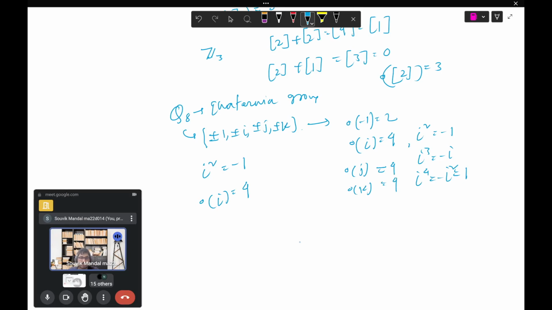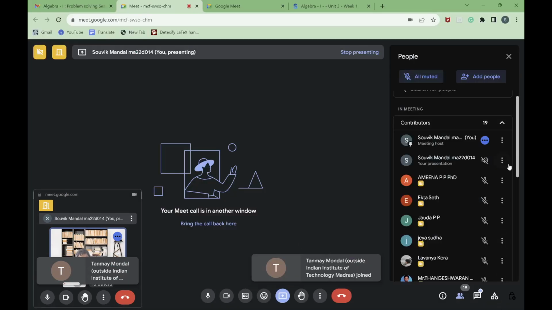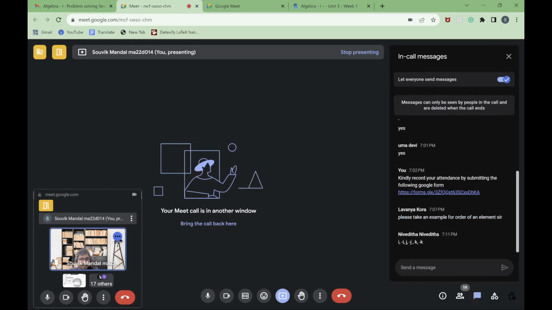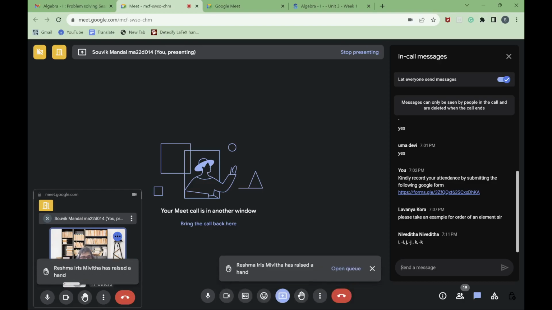These are the basic examples of calculating the order. So Lavarna, does this resolve your query, or do you need some more examples?